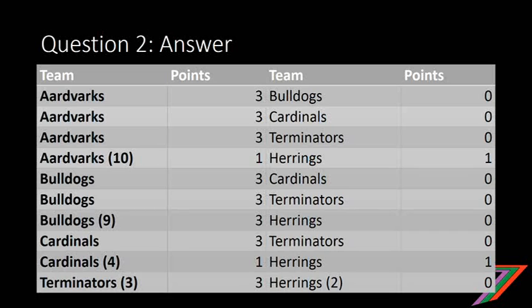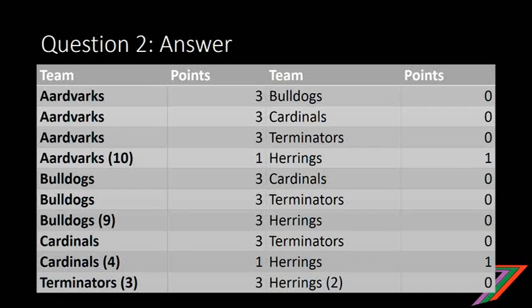The Cardinals got their 1 point from the draw with the Herrings. And the Herrings got 1 point from the draw with the Cardinals, and 1 point from the draw with the Aardvarks. And now that leaves the Terminators. So the Terminators lost to the Aardvarks, and they must have lost to who else? Actually, have a look at who they beat. We know that the Terminators did not lose to the Herrings, because the Herrings only have 2 points. They had 2 draws. So therefore, we can say the Terminators beat the Herrings, and that's how they got their 3 points.